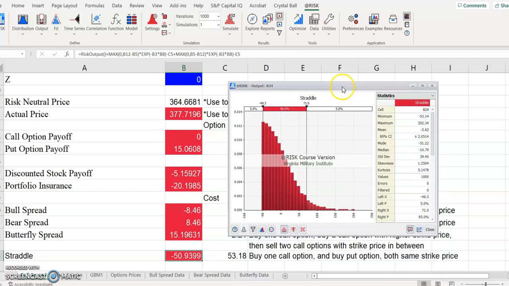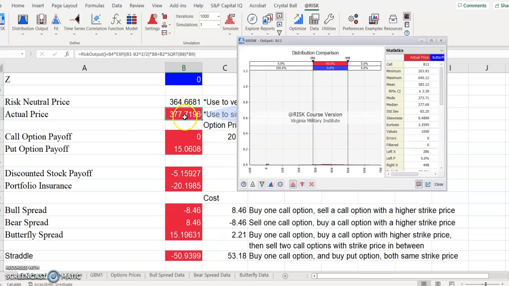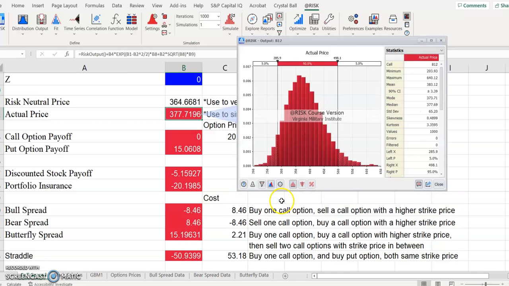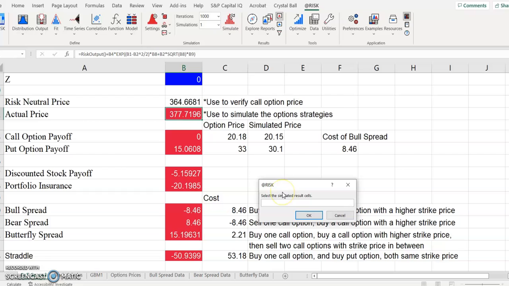So what we need to do is create a graph where we see the profile for this. So let's create an overlay and go into the actual price forecast and add an overlay. I think we'll clear the other overlays that are in there first. And then add an overlay. We'll overlay the actual price, and then a comma, and then the straddle.